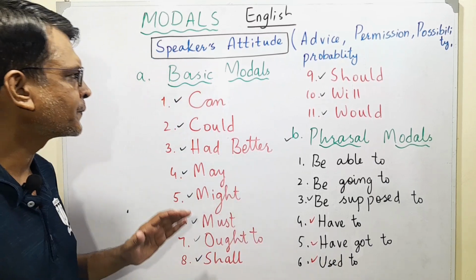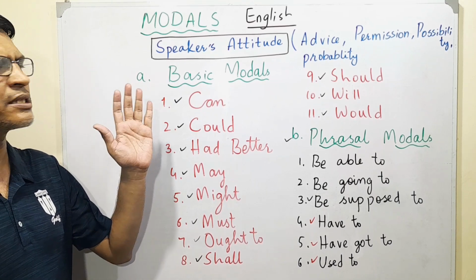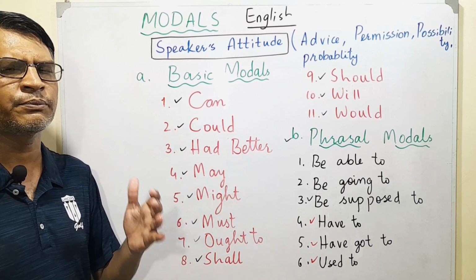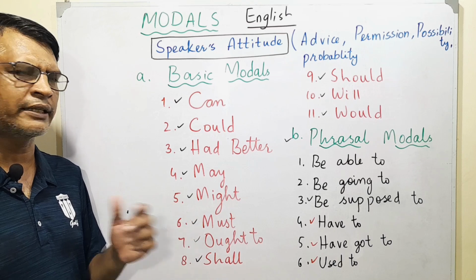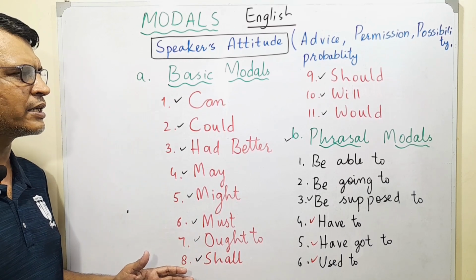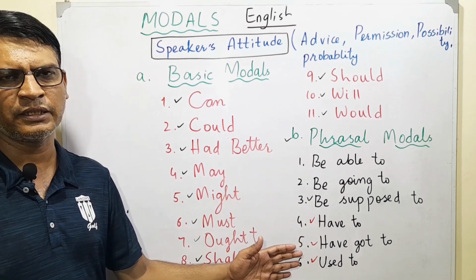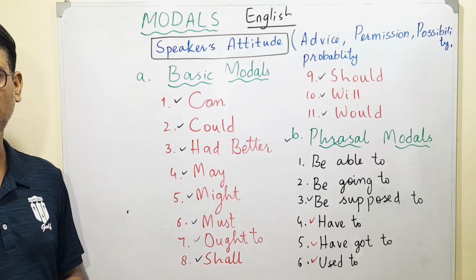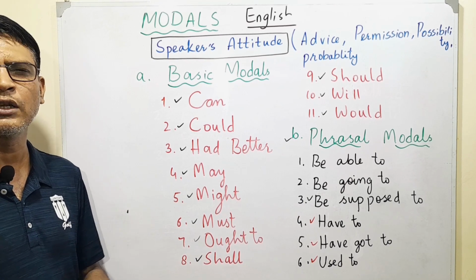So on the whole, we say that models actually are expressing a certain attitude of the speaker. Okay, it could be advice, permission, probability, possibility, obligation, necessity, things like that. And there are some basic models, as you can see them, and there are also phrasal models, as we can see them. Okay, if you wish to take a picture of them, you can take the picture of them as well. I'll stop for a second.